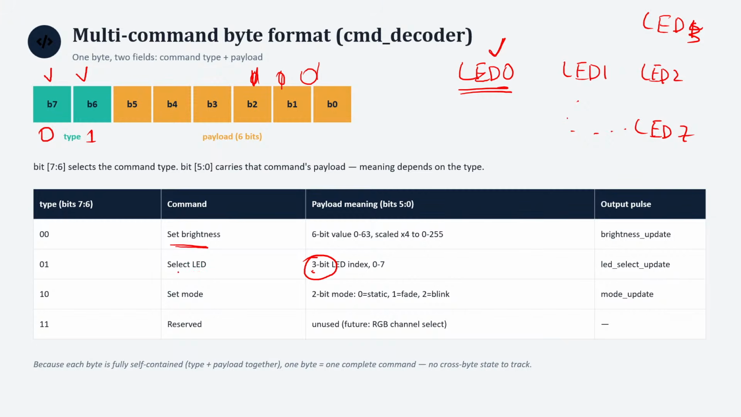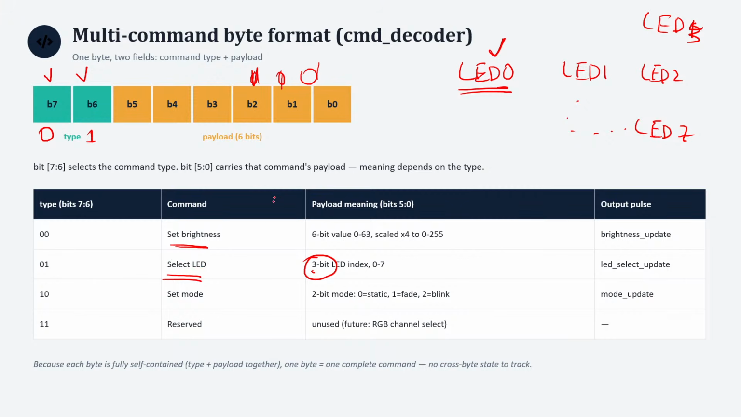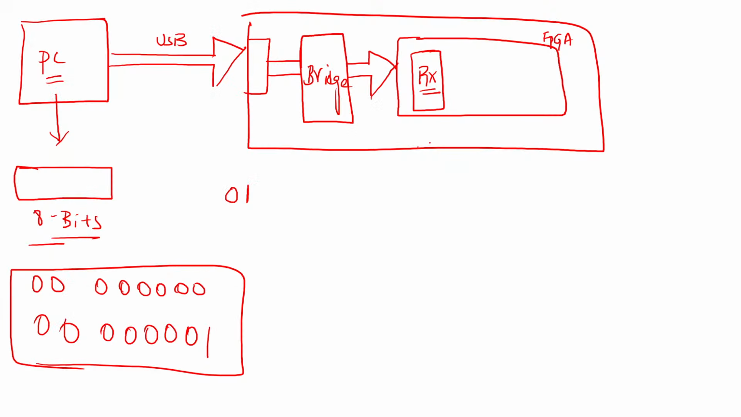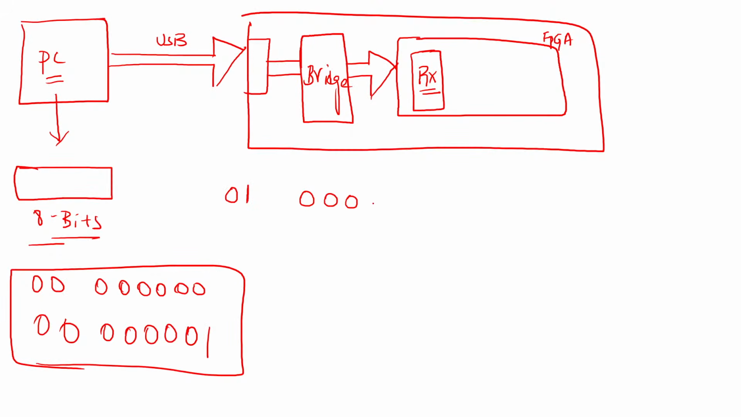Now, if I want to select a particular LED, my MSB bits will be equal to 0, 1, and then the LED value. If I want LED 1, I'm going to provide 0, 0, 0, and I'm only going to use 3 bits, so 3 bits is nothing but 0, 0, 1. This is the information I'm going to send from the PC through the USB to the bridge.